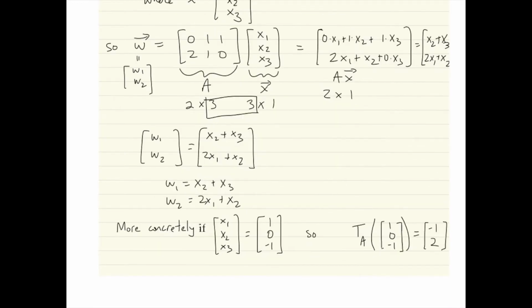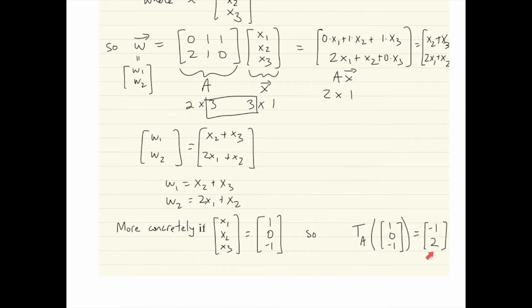So for example, if x1, x2, and x3 are 1, 0, minus 1, in other words, x sub 1 is 1, x sub 2 is 0, x sub 3 is minus 1, then our transformation T sub A for this specific matrix A takes these as inputs and gives this as output. Now, how did I find that minus 1, 2 is the output?